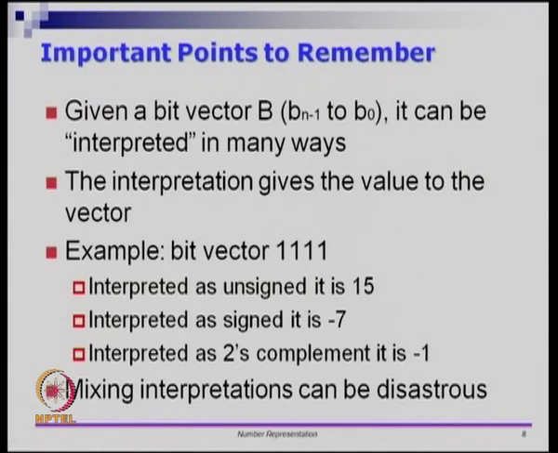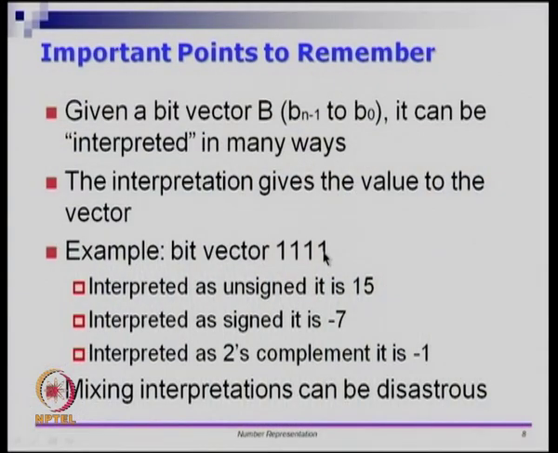There are a few important points to remember. Given a bit vector b, which goes from bn minus 1 to b0, it can be interpreted in many ways. It is all up to the interpretation. If somebody gives you an n bit vector and asks you what the value is, the first question you should ask is, what is the interpretation that you have to follow? The interpretation will give you a value, but if you go from one interpretation to the other, it may actually give different values.